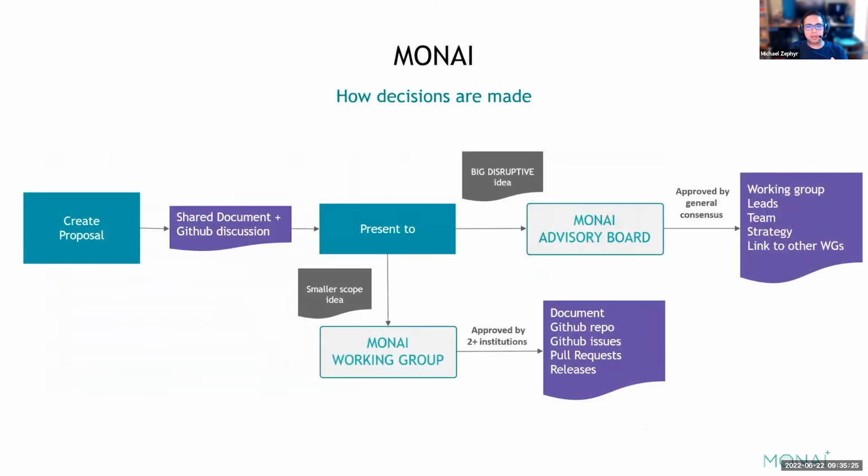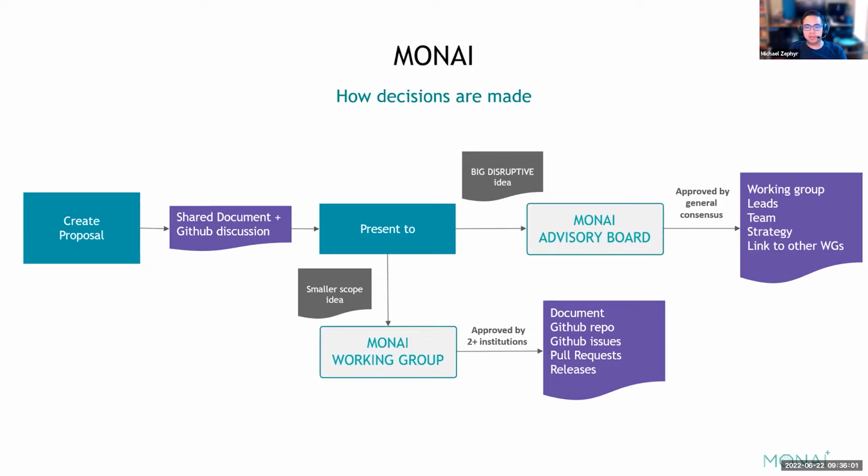For MONAI, I wanted to give you a little bit of an idea of how decisions are made. Generally, decisions are made by a proposal that's created, and that could be a GitHub discussion or a shared document. Depending on the scope of the idea, we have 2 different paths. It either goes to the MONAI advisory board, which you just saw, and gets approved there, hoping those thought leaders give us guidance on what makes sense to integrate into MONAI. Those things then go through to the working groups and teams and leads and other people within the community if they're approved. Or for smaller ideas, they go directly to the working groups.